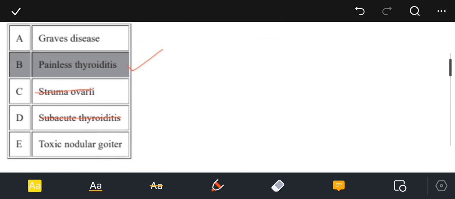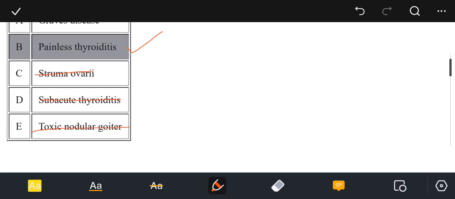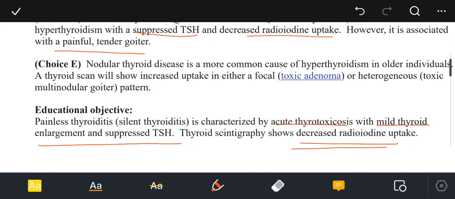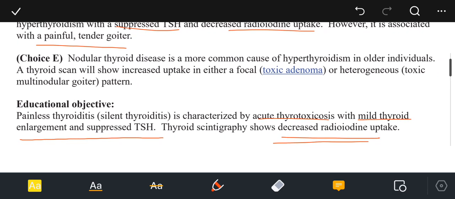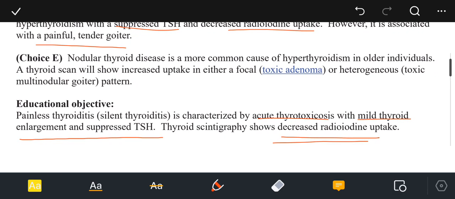The choice eta, that is toxic nodular goiter. This is not the option of choice because the nodular thyroid disease is a more common cause of hyperthyroidism in older individuals. A thyroid scan will show increased uptake in either a focal toxic adenoma or heterogeneous toxic multinodular goiter pattern.